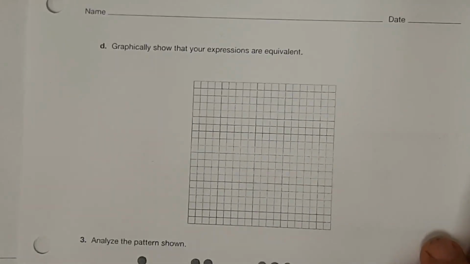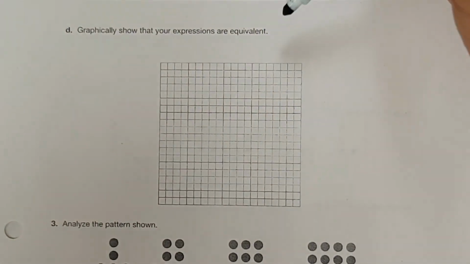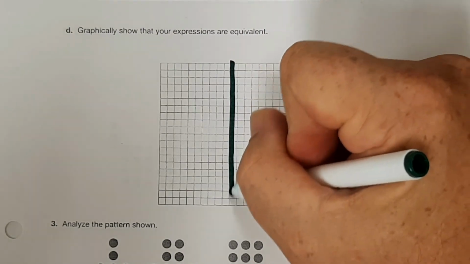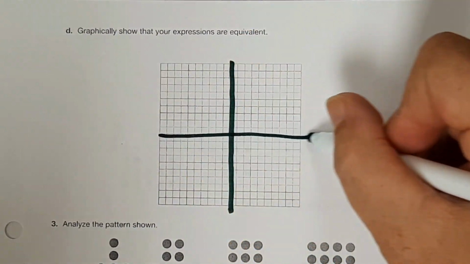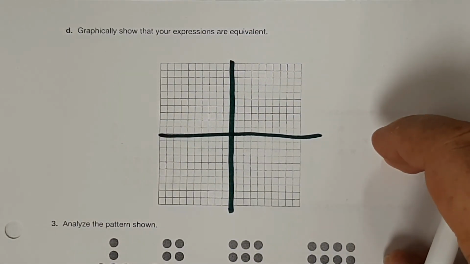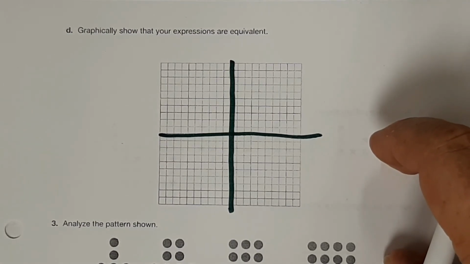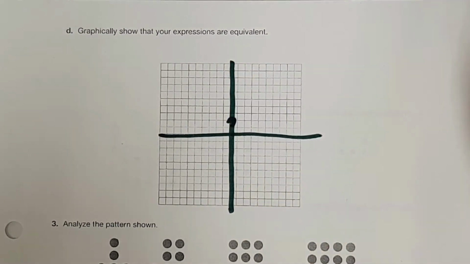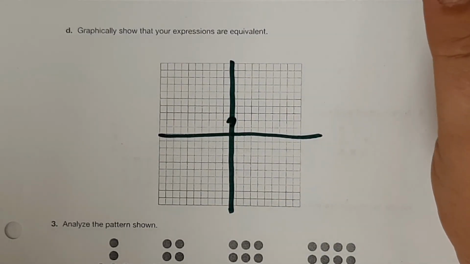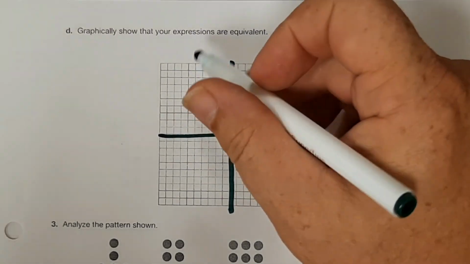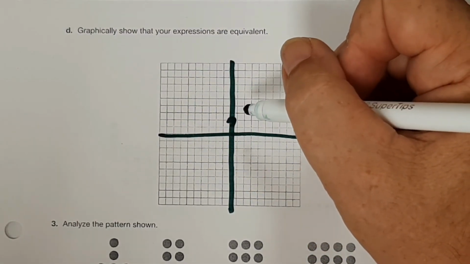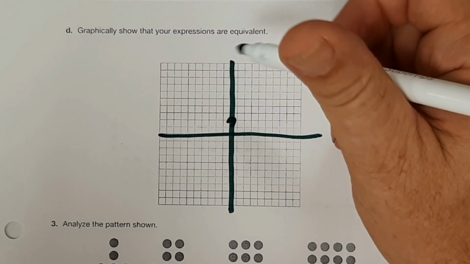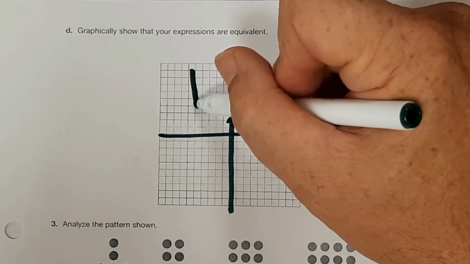Okay. Our next page has a graph. And this is to graphically show that the expressions are equivalent. So we want to graph these. Okay. And basically when I graphed it, it basically looked like this. I have a +2 here. And let's see what we have. We basically had a graph that kind of looked like this.